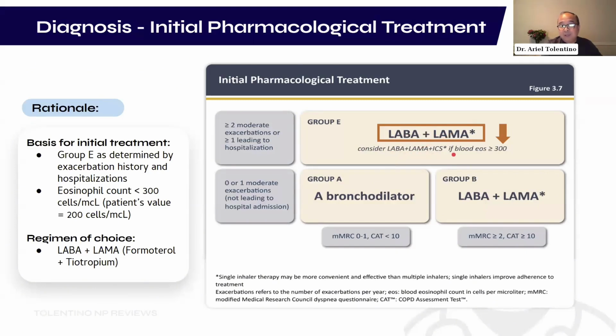Now, the triple therapy should be used if your eosinophil count is greater than or equal to 300. But take a look at our eosinophil count in the vignette. It is only 200 cells per microliter. So we should not choose the triple therapy then, and we should choose LABA plus LAMA. Okay, so that is the reason why this is the answer. And of course, the generic name examples for your LABA would be formoterol, and your LAMA would be tiotropium. Okay, so that's very important.